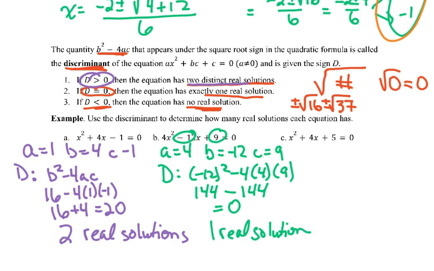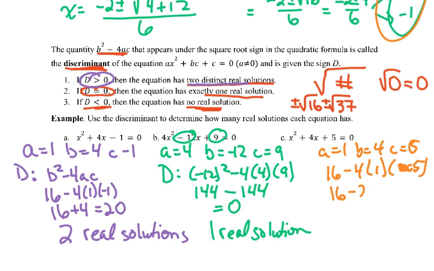And then finally, our last one, our a is 1, our b is 4, and our c is 5. b squared minus 4 times a times c is equal to 16 minus 20, which is negative 4. Ding, ding, ding. Our discriminant is less than 0. We will have no real solutions.